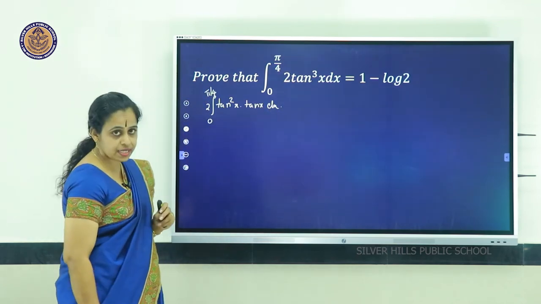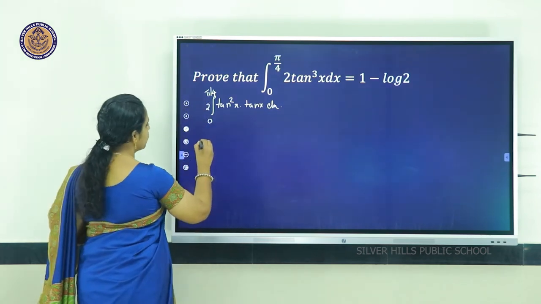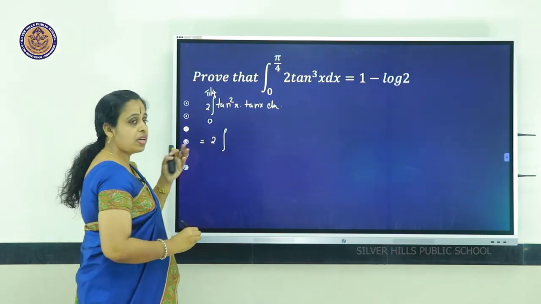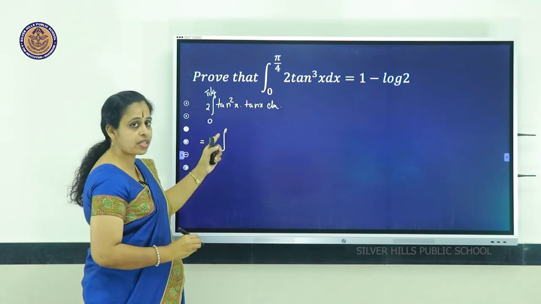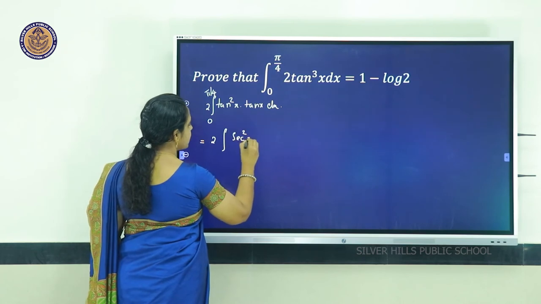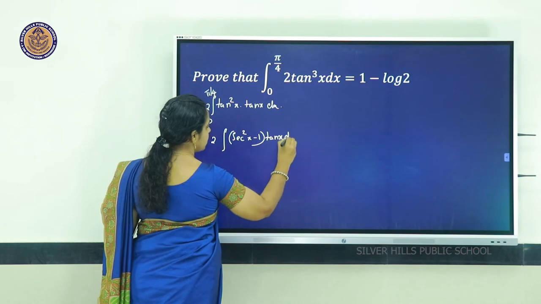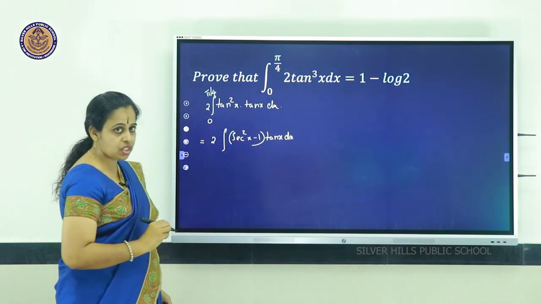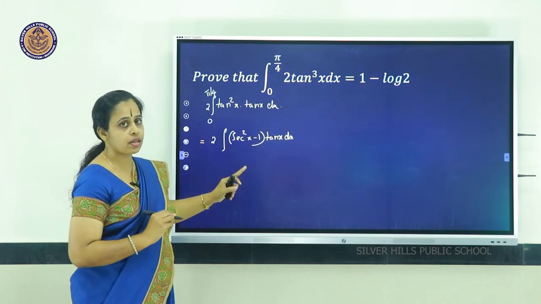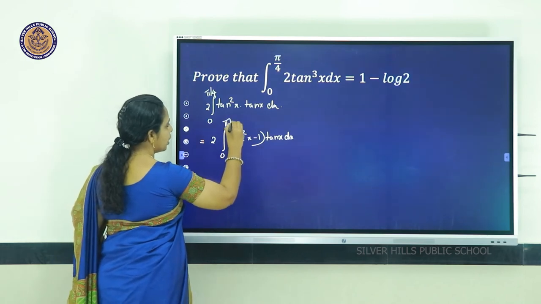This is our left hand side. Let us see whether we are getting the right hand side or not. Equal to 2 into integral. Now, instead of tan square x, let us write sec square x minus 1, into tan x dx. It was written in such a way because tan's derivative is sec square, so we can do the integration more easily. Limits 0 to pi by 4, no change.